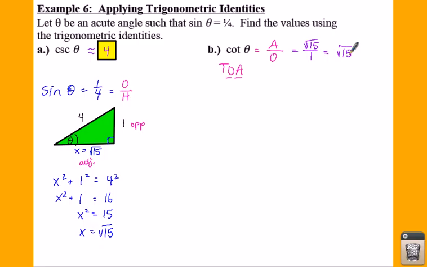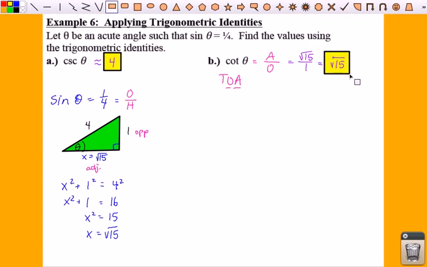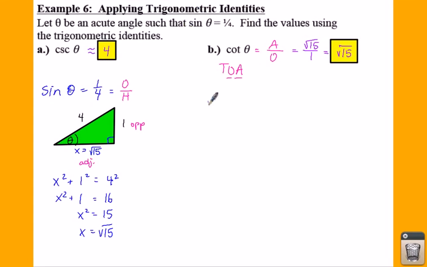or just radical 15. So the big thing is know how to draw your triangles. So if you need help drawing a shape with 3 sides, let me know. Or let somebody else know that knows how to draw pretty triangles.